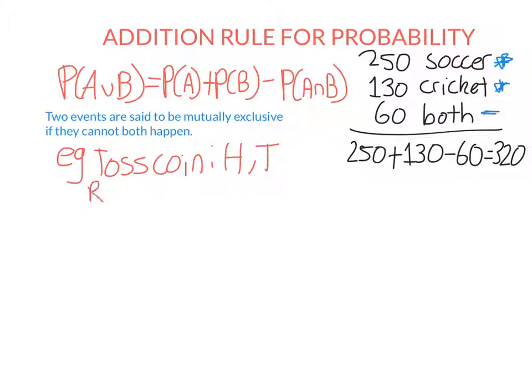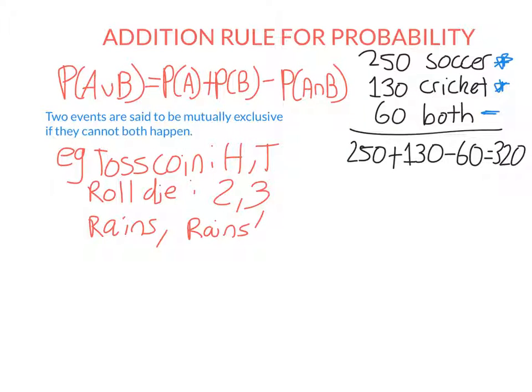Of course, you could roll a die. The events say 2 and 3 are mutually exclusive. You can't get a 2 and a 3. They stop each other from happening. Let's say the weather tomorrow. It rains or it doesn't rain. They are mutually exclusive. It can't rain tomorrow and also not rain. Other examples, you get an A in maths, you get a B in maths. They are mutually exclusive. They can't both happen. You can only get an A or a B, but you can't get both.